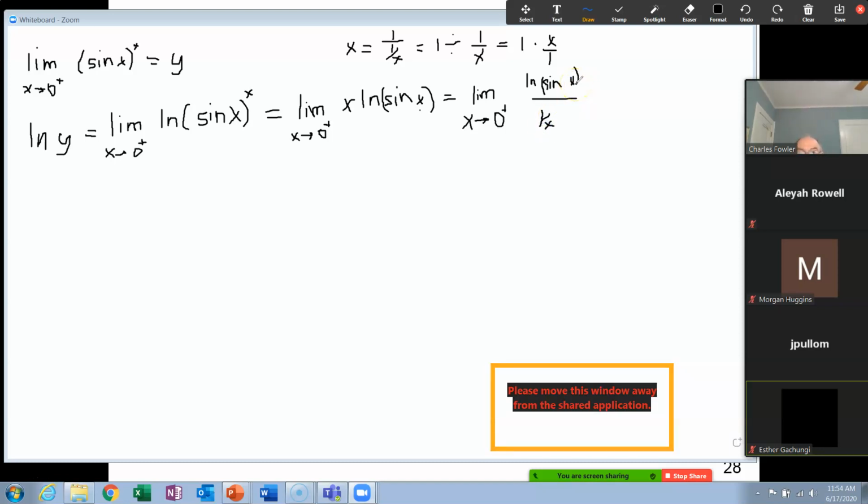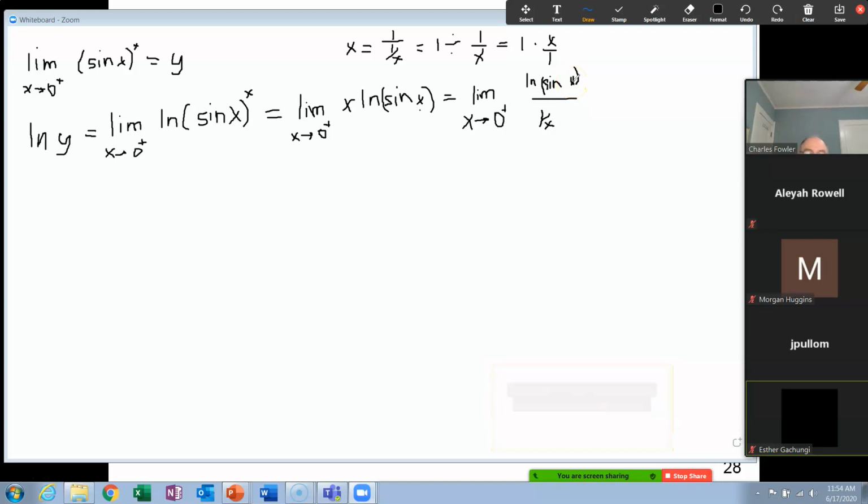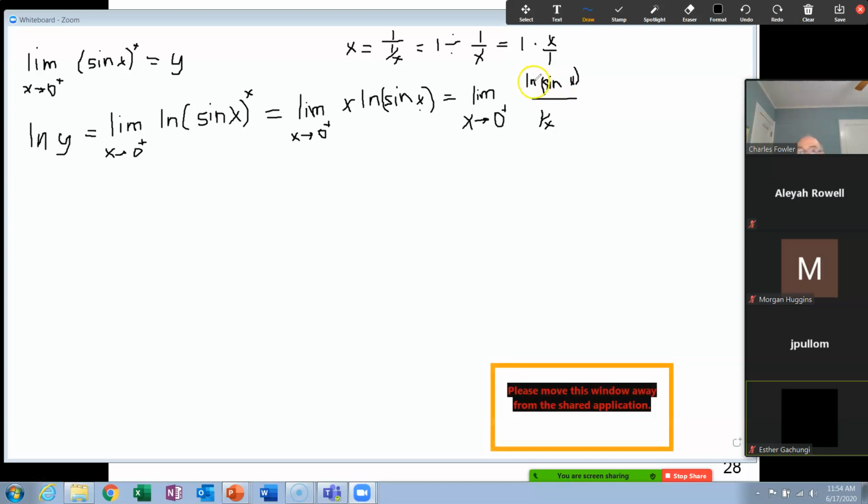Well, this numerator, as x is going to 0, plus side, minus side, doesn't matter, this is going to 0. Oh, I said it didn't matter. If x were going to 0 from the negative side, sine x is negative, and you cannot take the log of a negative number. So that's why you have to approach from the right. But you can't take the log of 0 either, and sine of 0 is 0. So that's going to negative infinity.